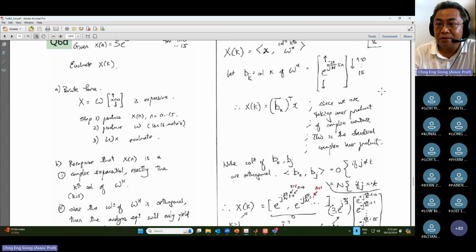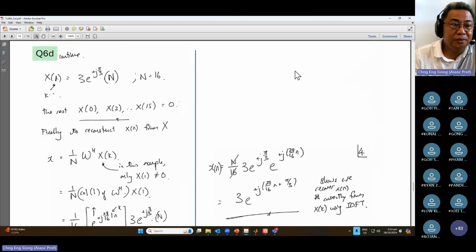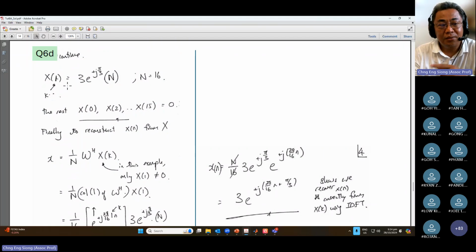Therefore I'm just going to skip the rest and tell you the answer: only the first row of W multiplying my x will produce this number. And this is the answer, x1. The rest of the values are 0.